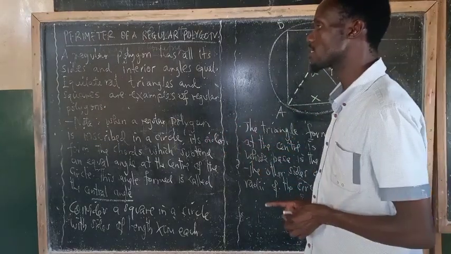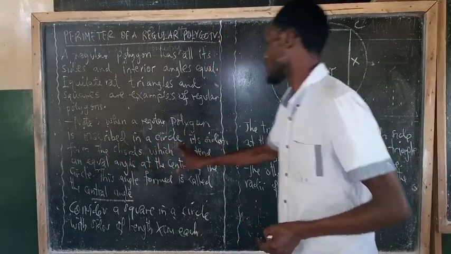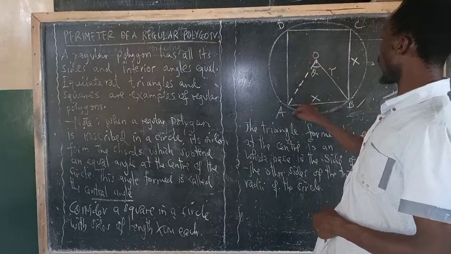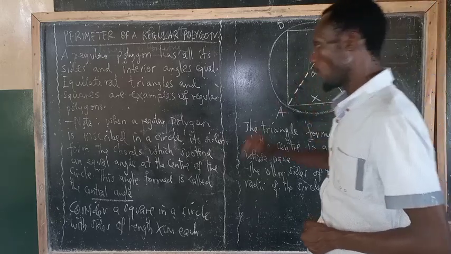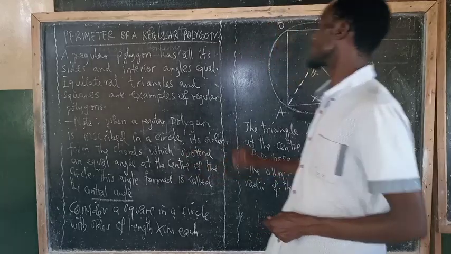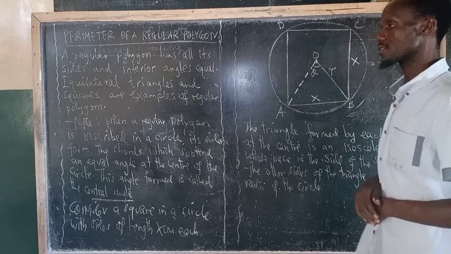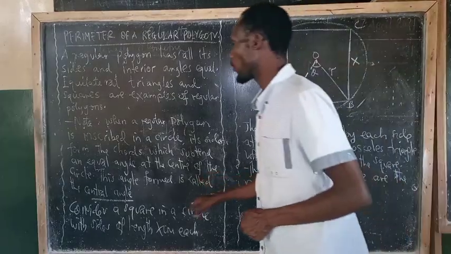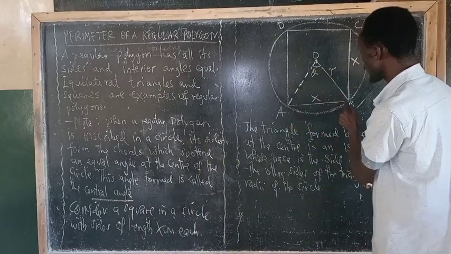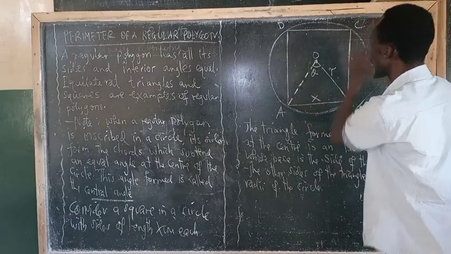The reason behind it is written: when a regular polygon is inscribed in a circle, its sides form the chords which subtend an equal angle at the center of the circle. This angle formed is called the central angle. It is a central angle subtended by the chord, which is the side of the square.